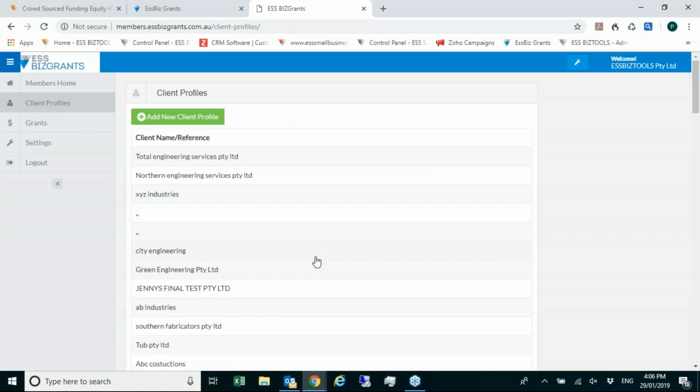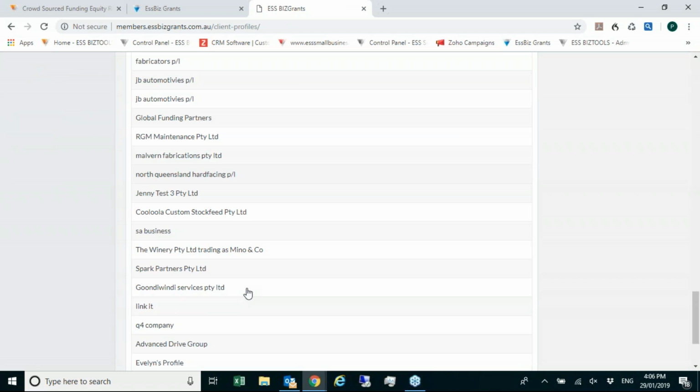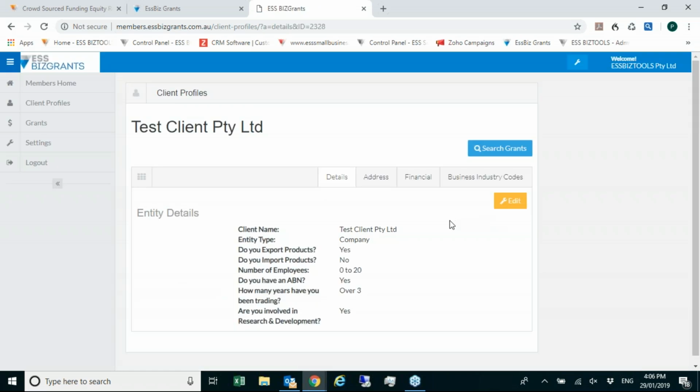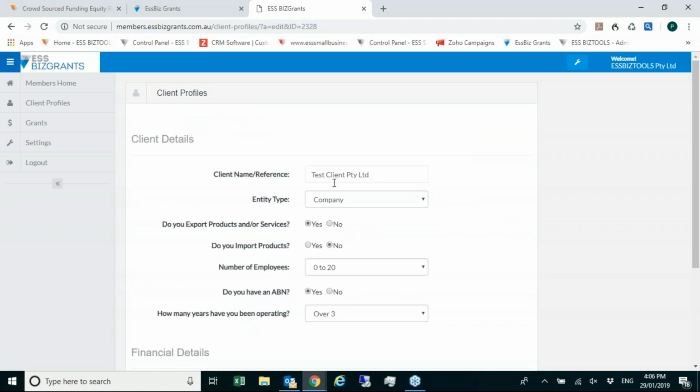So let me pick up one that's already been completed to a certain extent. It's a test client, and I've done this one to death, and I'm going to give you a new one. But so we started this. We called it Test Client Pty Ltd. Some accountants don't like their client names being in the cloud, so you can put a number on this if you want to.